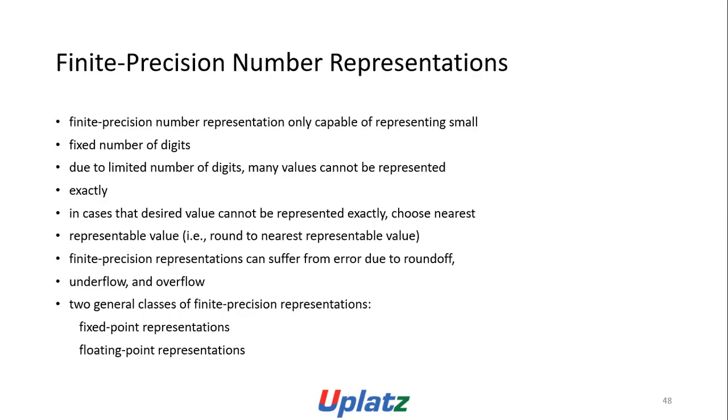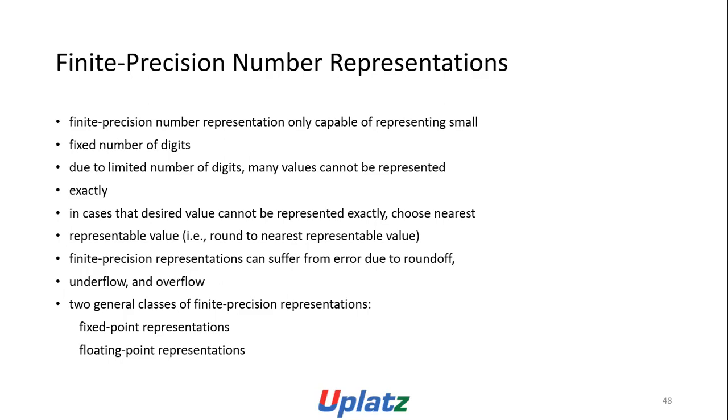Finite-precision number representation can only represent a small, fixed number of digits. Due to the limited number of digits, many values cannot be represented exactly. If the desired value cannot be represented exactly, choose the nearest representable value, that is, round to the nearest representable value. Finite-precision representation can suffer from errors due to round-off, underflow, and overflow.